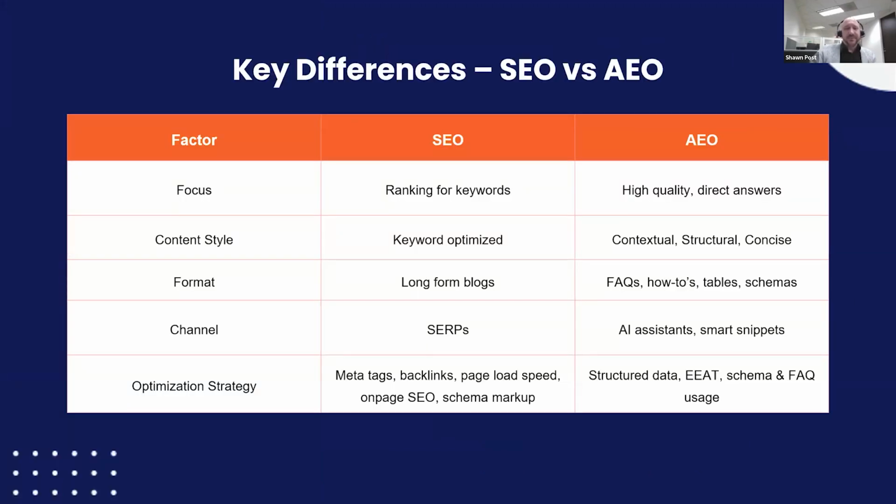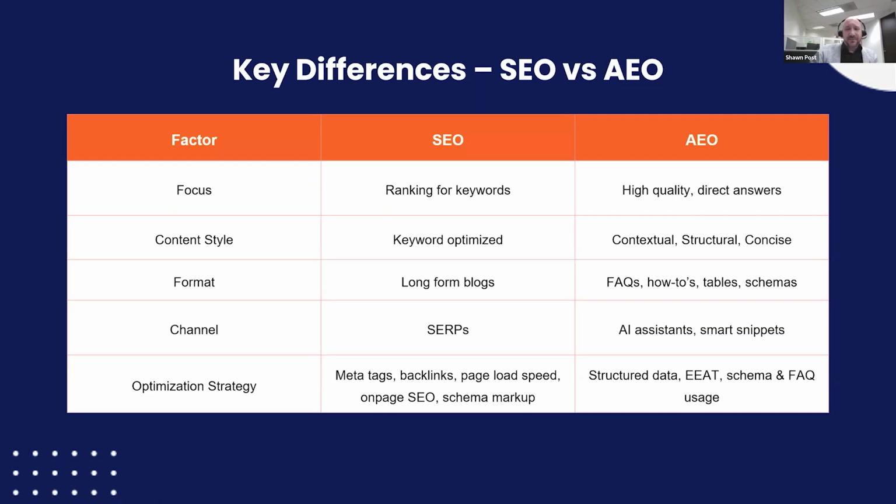So let's look at the differences between the two of them. What is the focus for them? For SEO, your main focus is your ranking and your keywords. In AEO, you want to focus on high quality and direct answers. And also there's a different style of content. SEO is optimized for keywords. For AEO, you're looking at contextual situations, how it's structured, and making sure your answers are concise.